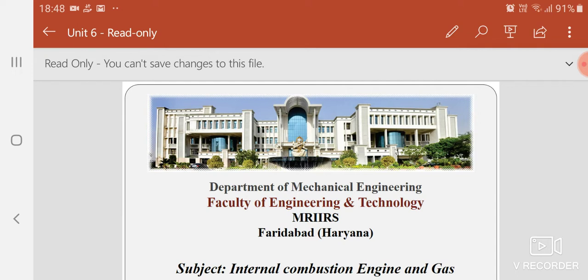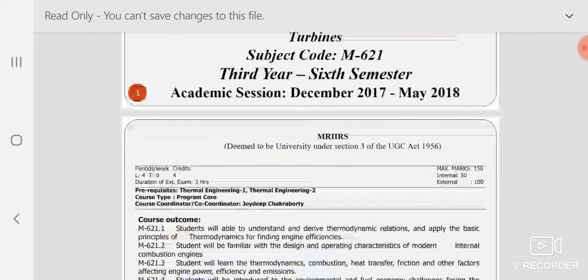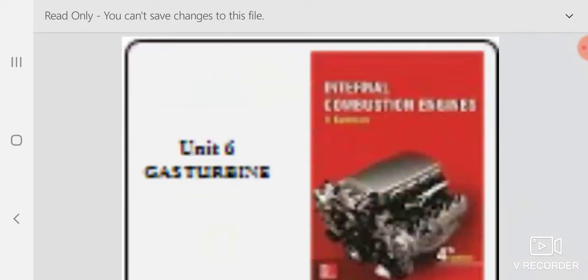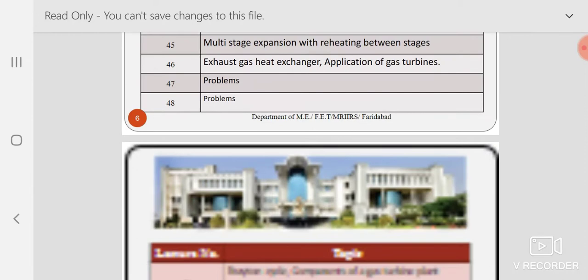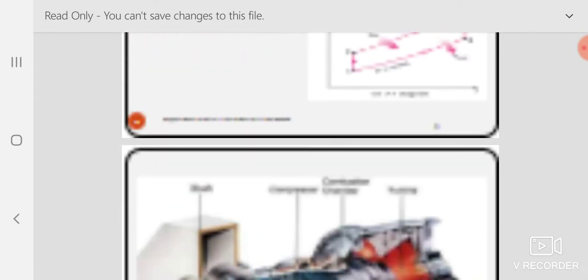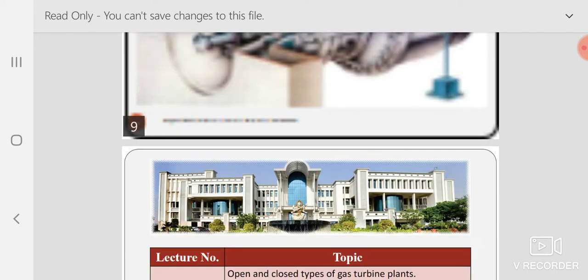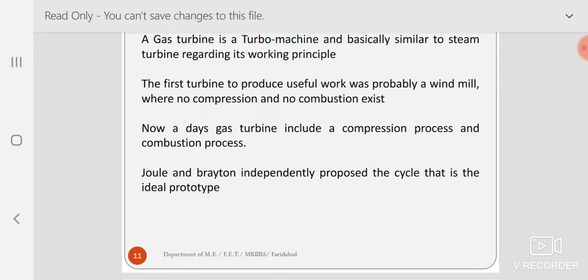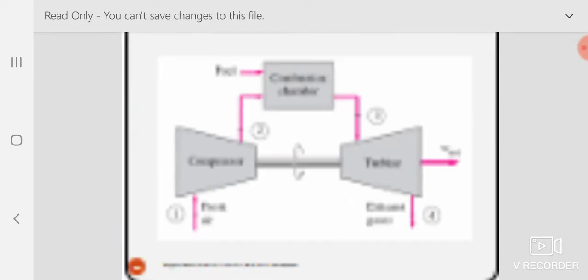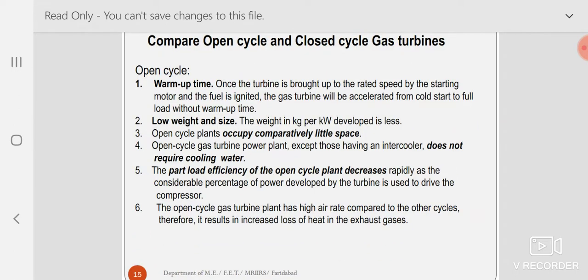In the last lecture, we learnt about the open cycle and closed cycle gas turbines, the Brayton cycle, and all these things. Now, in this lecture, we'll talk about the advantages and disadvantages of different cycles. Now, let me compare the open cycle and closed cycle gas turbine.